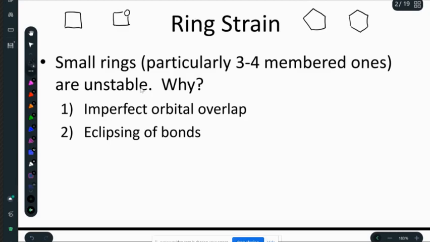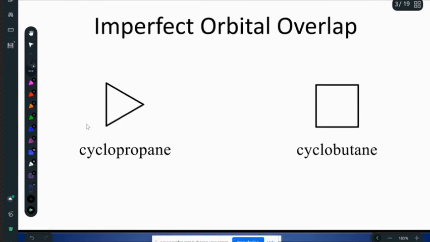So when we talk about small rings, they're generally, I would say, relatively unstable. And there's 2 reasons for that. One is that when you make a small ring, the orbitals don't overlap the same way they would in a straight chain molecule. And then the second is when you have a small ring, sometimes the bonds get eclipsed. So let me talk about those 2 factors.